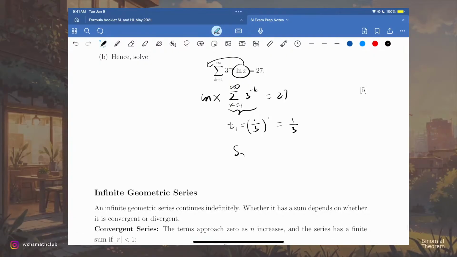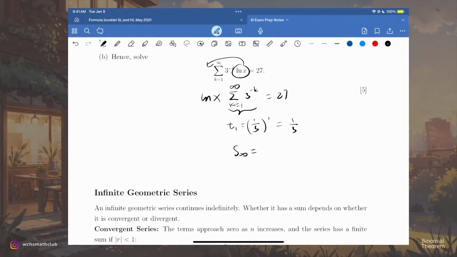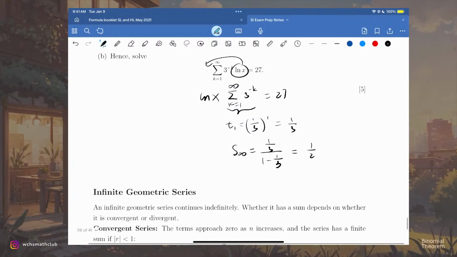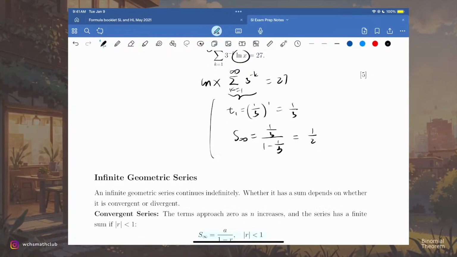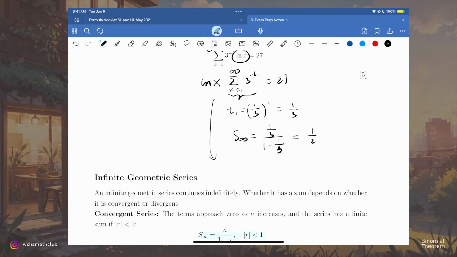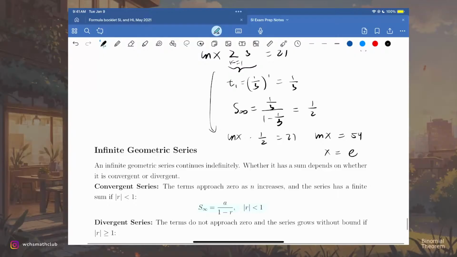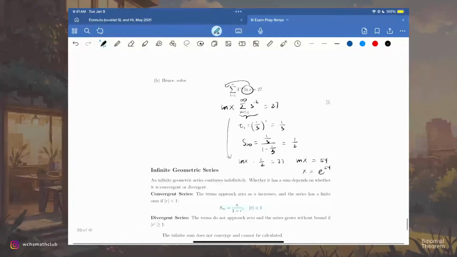So S infinity equals 1 over 3 divided by 1 minus 1 over 3, which equals 1 over 2. So this simplifies to ln x times 1 over 2 equals 27. So ln x equals 54, and x equals e to the power of 54. And that's our answer here.